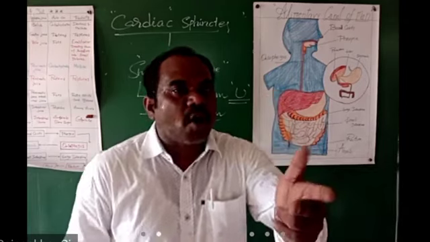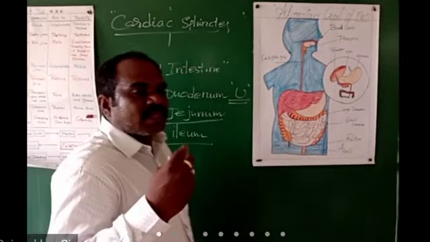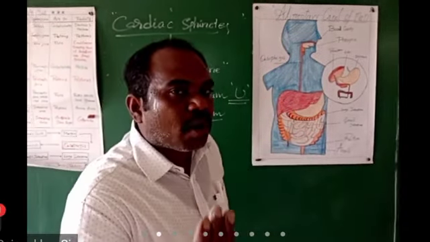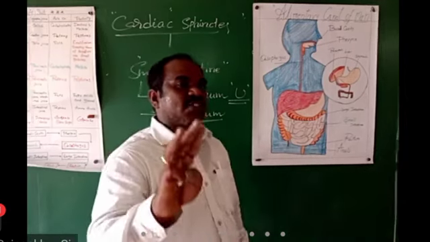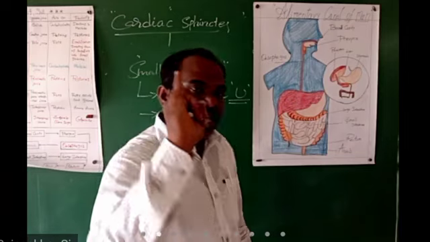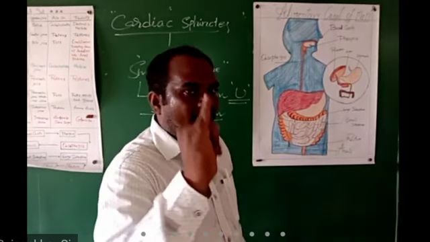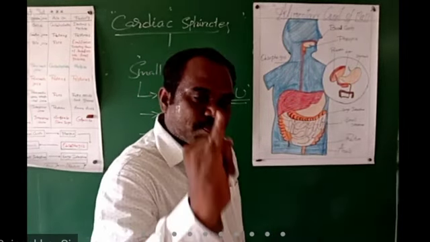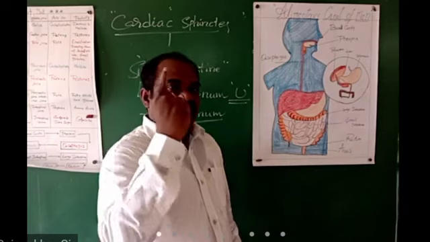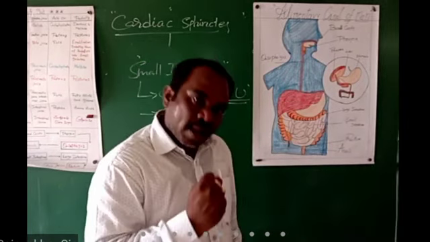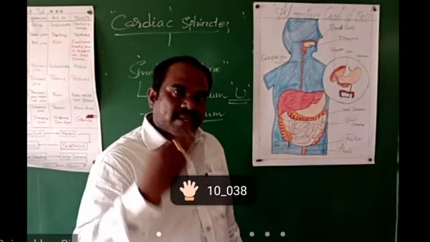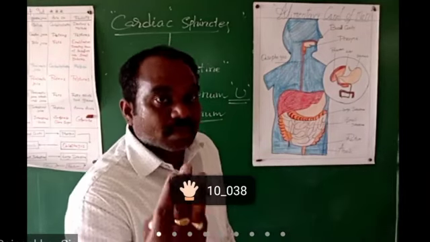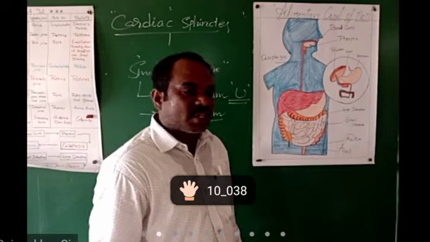Second part of the small intestine, jejunum. Third part of the small intestine, ileum. The small intestine consists of three parts. Duodenum is a U-shaped part, the first part of the small intestine. Second one is jejunum. And third one is ileum.